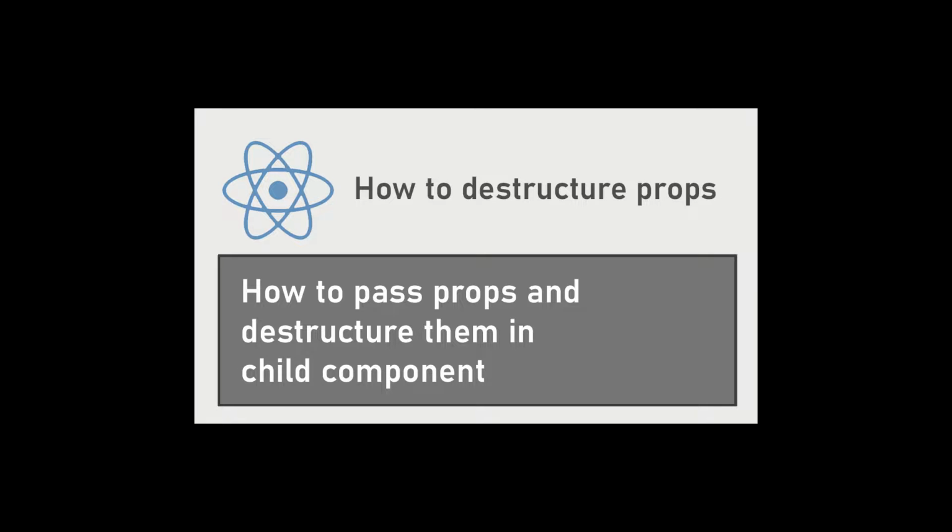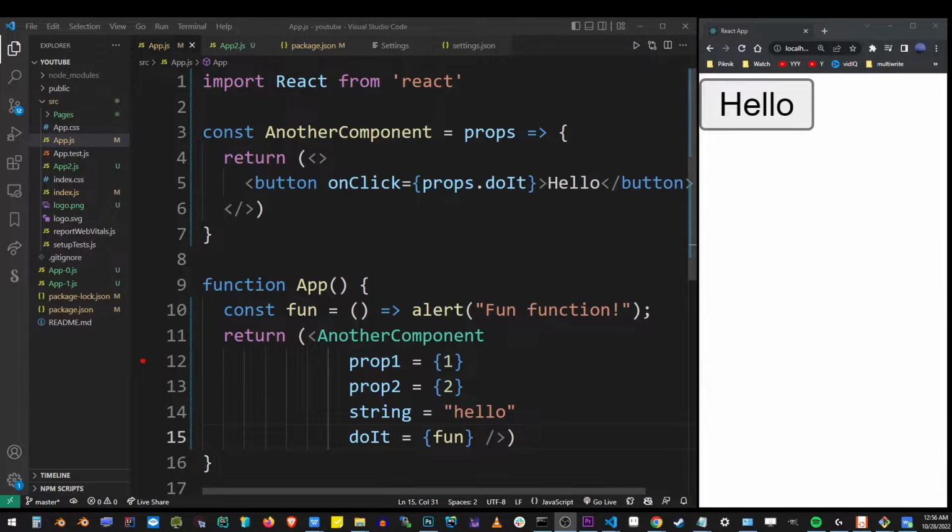So guys, in this React tutorial, I'm going to show you how to destructure props. So we're going to pass props and destructure them in a child component. So here I have my basic React app with an app component and a function called fun.